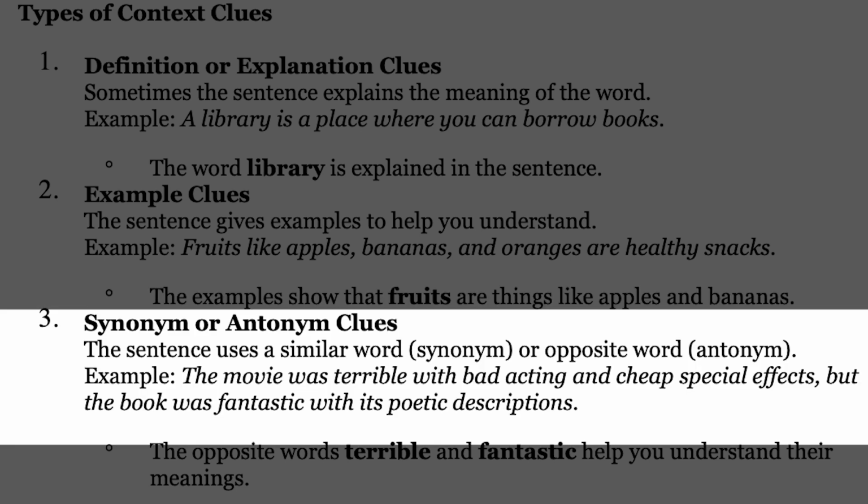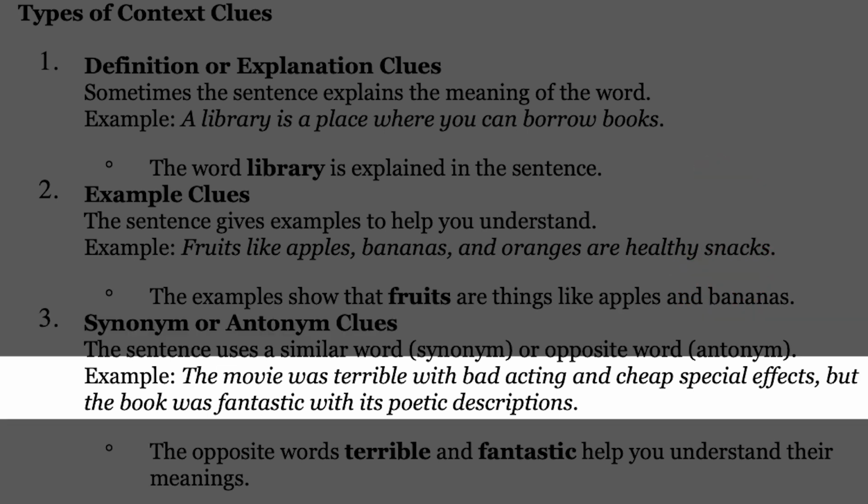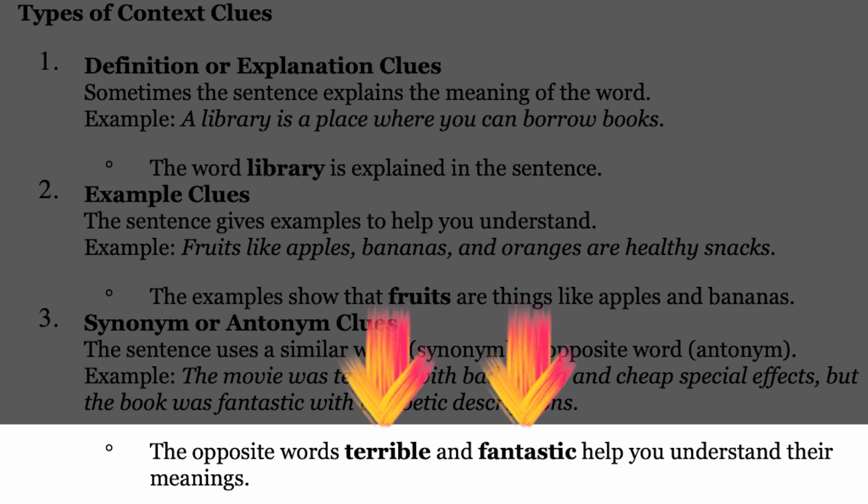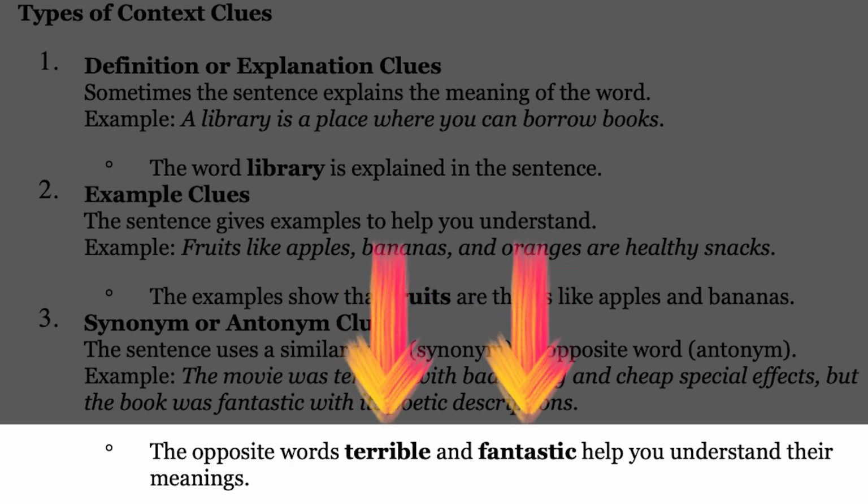And third, we have synonym or antonym clues. When used in a sentence, these are similar words, synonyms, or opposite words, antonyms. For example, the movie was terrible with bad acting and cheap special effects, but the book was fantastic in its poetic descriptions. The opposite words terrible and fantastic help you understand their meanings.